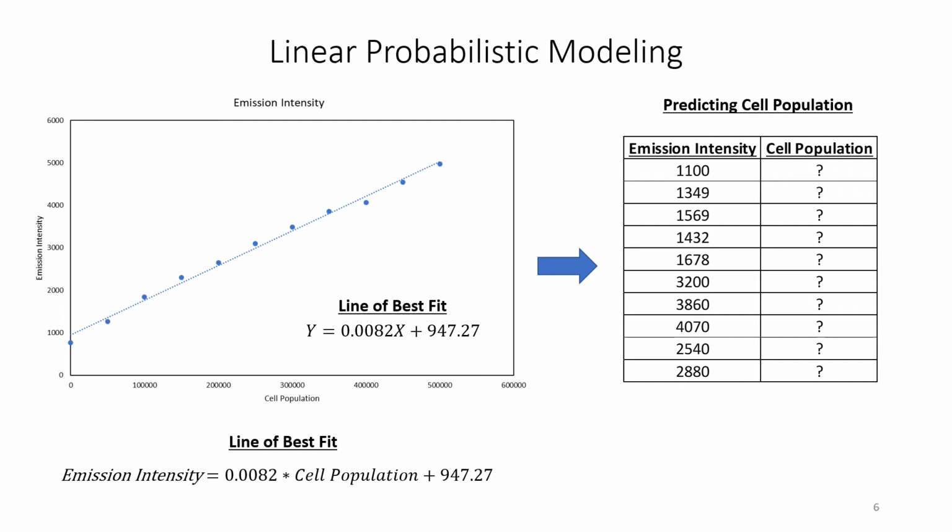Biologists would first need to create a calibration curve where they plot emission intensity to known number of cells on a scatter plot and perform regression analysis to get an equation. We can see that the equation is emission intensity equals the slope of line times cell population plus the y-intercept. With this regression line equation, the biologists can now run their culture samples, obtain the emission intensity, and then back calculate the number of cells.